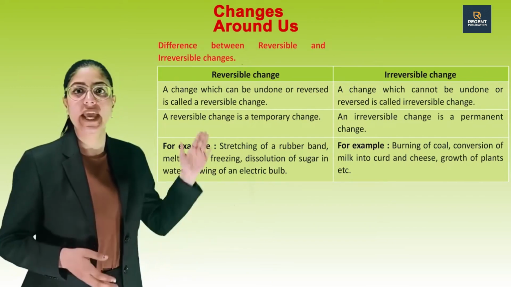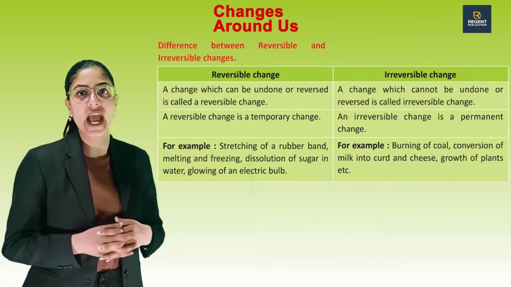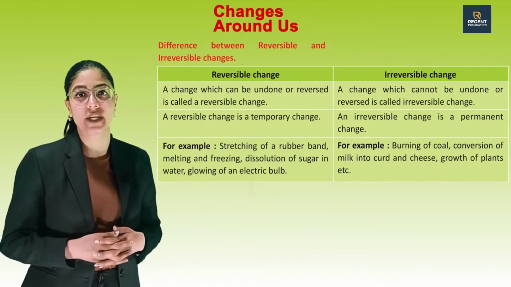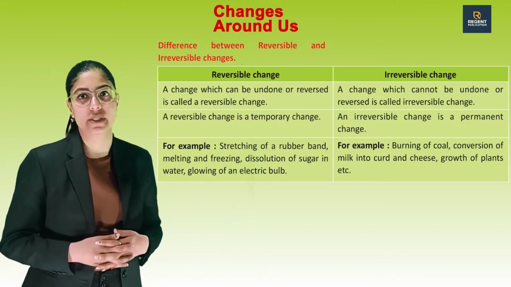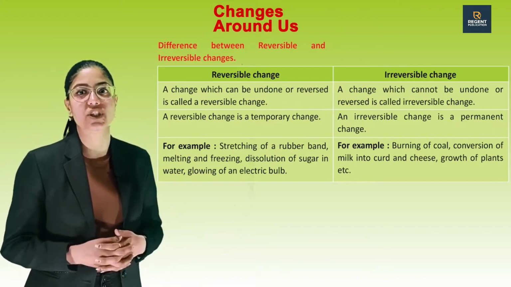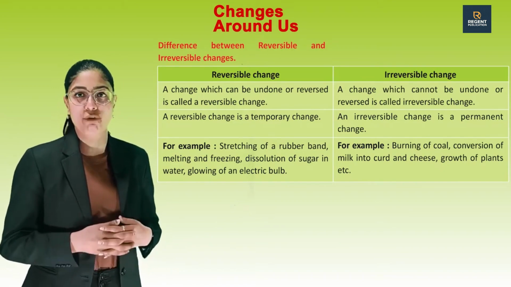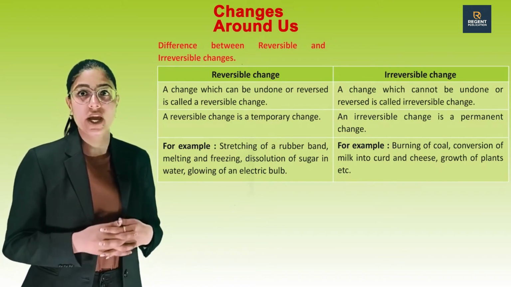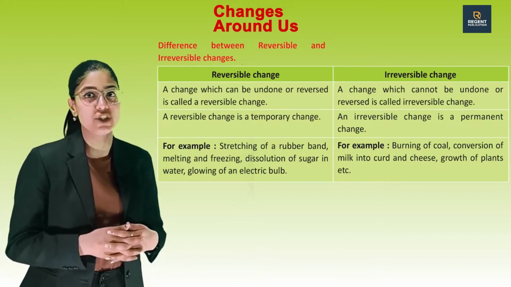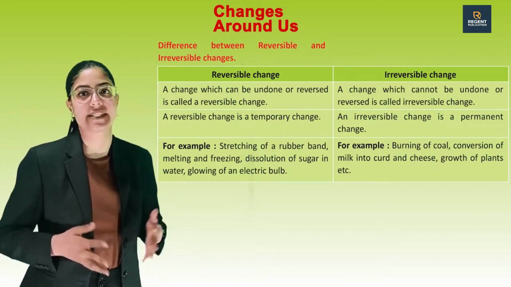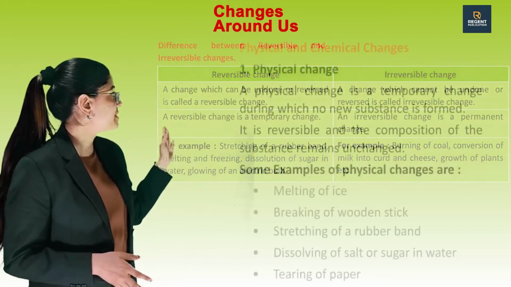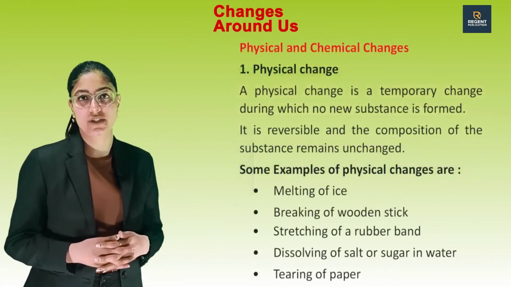Irreversible change. A change which cannot be undone or reversed is called an irreversible change. An irreversible change is a permanent change. For example, burning of coal, conversion of milk into curd and cheese, growth of plants, etc. Next is physical and chemical changes.